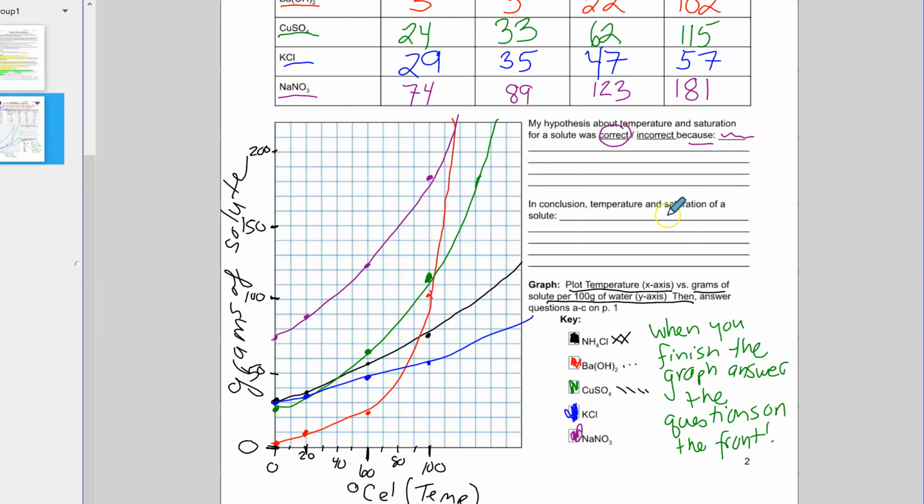In conclusion, temperature and saturation of a solute. I want you to use some of your good math words like proportional, inversely proportional, directly proportional. They correlate. Try and think about how you can use some good general math words here. Okay. When we finish this, though, we've got to go back to the first page and answer those questions.